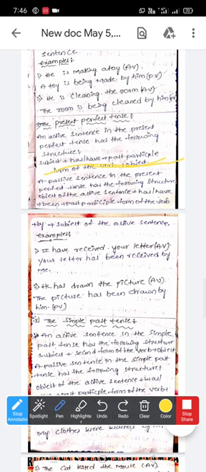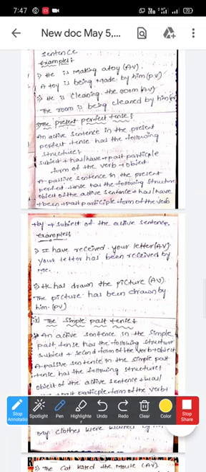Then a passive sentence in the present perfect tense has the following structure: object of the active sentence plus has/have plus been plus past participle form of the verb plus by plus subject of the active sentence.